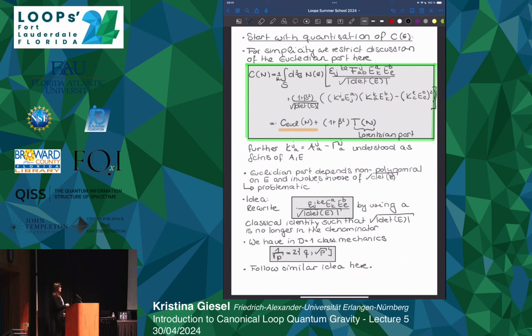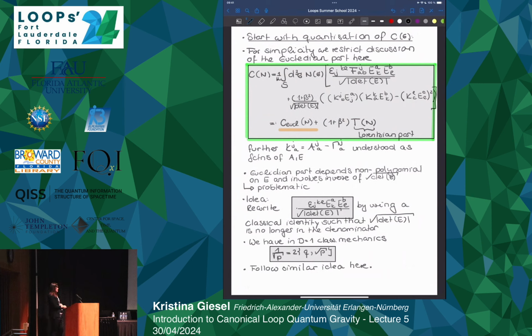can rewrite this expression in a way where we get rid of this 1 over the square root of the determinant of E in the numerator. And the idea is quite simple. Let's go back to classical mechanics where we would have Q and P in one dimension. Now, if you use the fact that the Poisson bracket basically considers derivatives with respect to Q and P, you can rewrite this 1 over square root of P, up to a factor, as the Poisson bracket of Q with square root of P. So the derivative will just pull the 1 over the square root into the denominator.